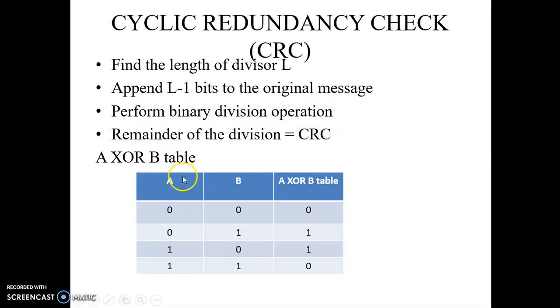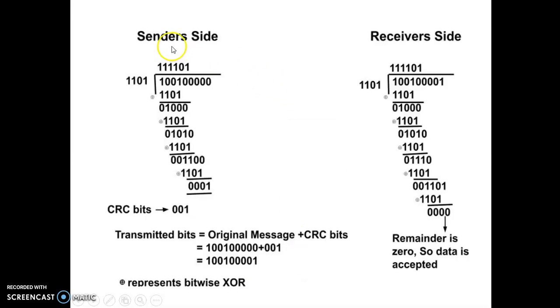The XOR table is given here to help you understand the binary division. The XOR of 0 and 0 is 0, 0 and 1 is 1, 1 and 0 is 1, and 1 and 1 is 0. Next, at the sender side, we have the original data as 100100. How are these three zeros appended? I need to append L minus 1 bits at the end of the original data. Here the length of the divisor is 4, so 4 minus 1, 3 zeros are appended. The long binary division is performed, and we get the remainder as 001. This is considered as the CRC.